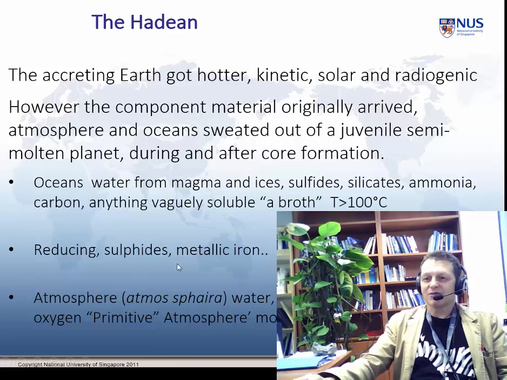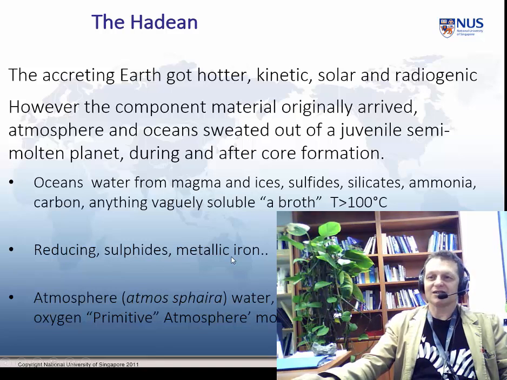We've talked about the atmosphere. We won't talk about that anymore. We should talk about that very early primitive ocean. Now, clearly it's a broth. It wouldn't look much like the ocean that we know today. It was very reducing, lots of hydrogen in it, elemental sulfur, sulfides, metallic iron. Anything even vaguely soluble would have been in there, so you'd have plenty of ammonia in there. But it was still basically water.